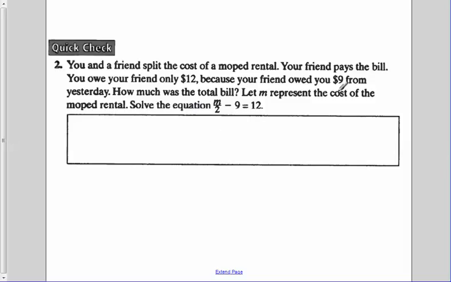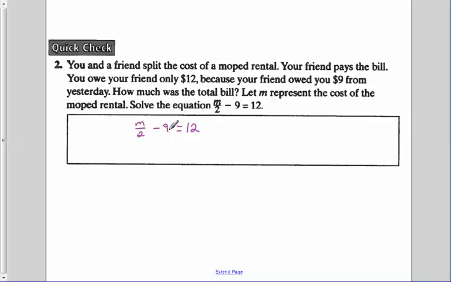Let M represent the cost of the mopped rental. So solve the equation. They gave us our equation. M divided by 2, because the total cost of the rental is M. We're dividing that by 2 because there's 2 of you. However, you don't need to pay him the $9 that he borrowed from you before. Now you owe your friend only $12. So now we have to solve for m.